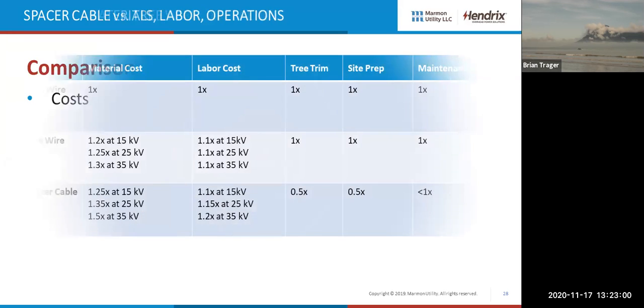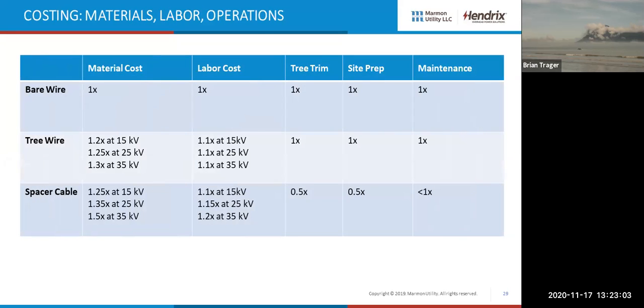Costs. I've been developing this chart for years, and recent activity by my upper management has since made this chart obsolete. So what we want to do is compare bare wire, tree wire, and spacer cable on material, labor, tree trim, site prep, and maintenance. Material, bare wire is 1x, tree wire is going to be a 20, 25, 30% premium in materials, where spacer cable can go even higher, especially at higher voltage levels.